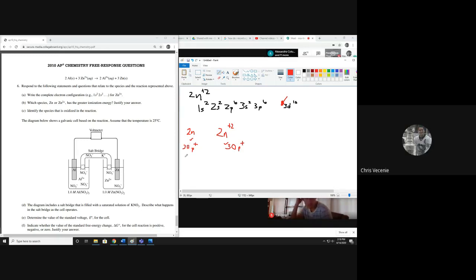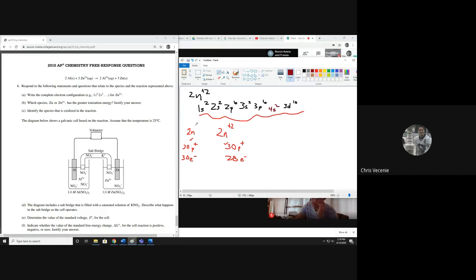All right, so the normal Zn has 30 electrons. Zn2+ has 28 electrons. And like I said, this all ties together. So if we look at this, I'm going to put the 4s2 in right here so you guys can see the difference between the zinc and the Zn2+.